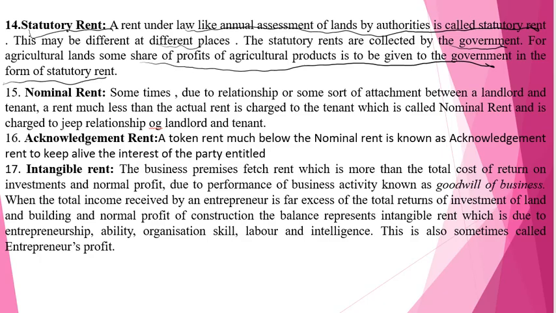Next is nominal rent. Sometimes, due to relationship or some sort of attachment between the landlord and the tenant, a rent much less than the actual rent is charged to the tenant, which is called nominal rent. So basically, when there is some relation between landlord and tenant, the landlord may get much less than the actual rent, which is charged to keep the relationship between landlord and tenant.